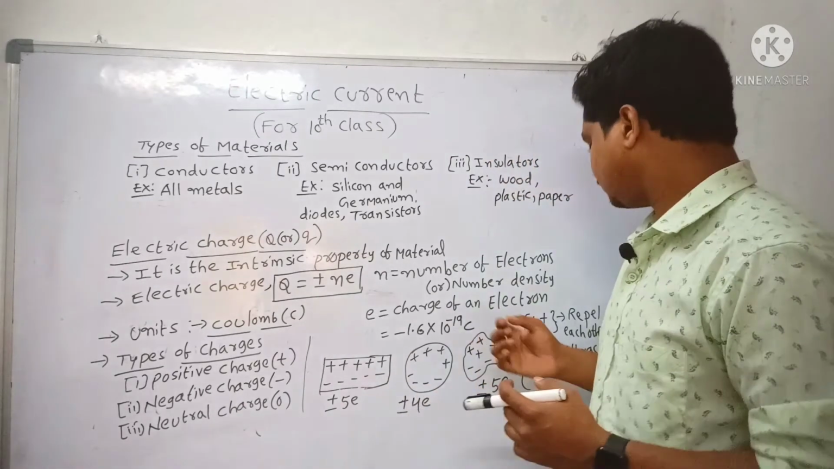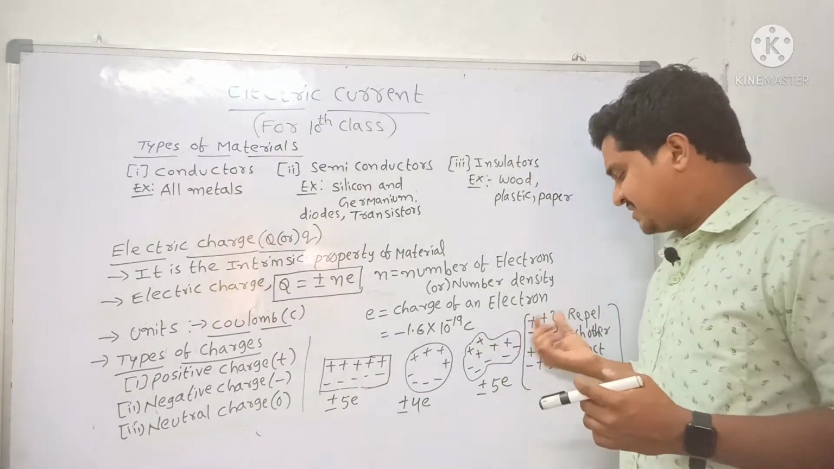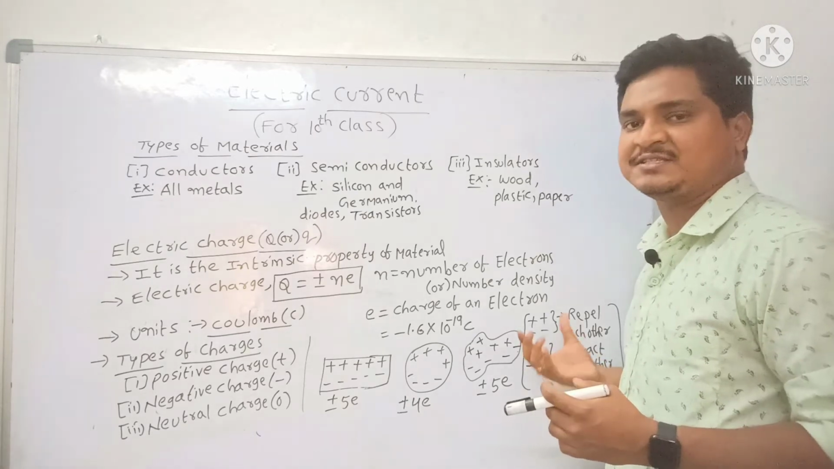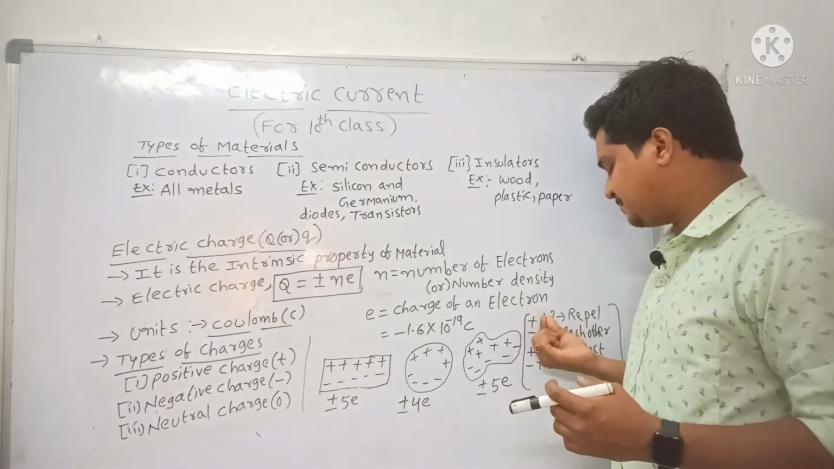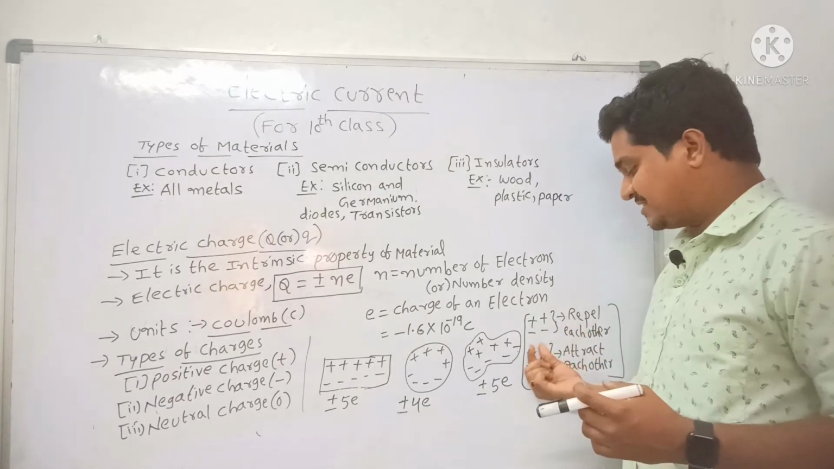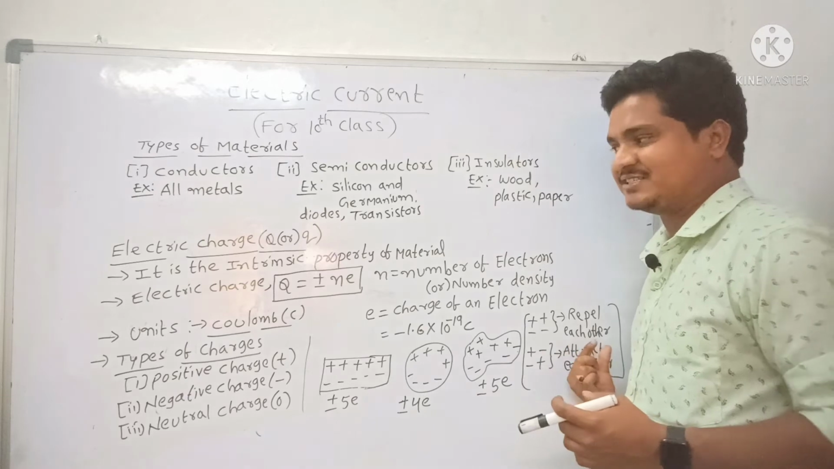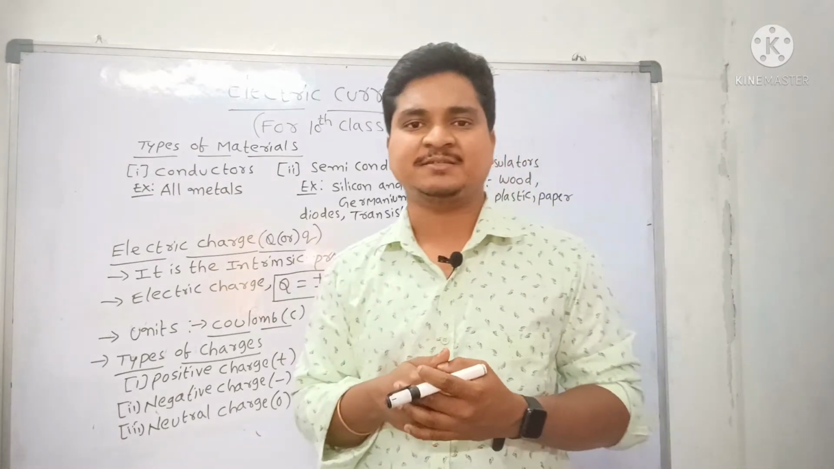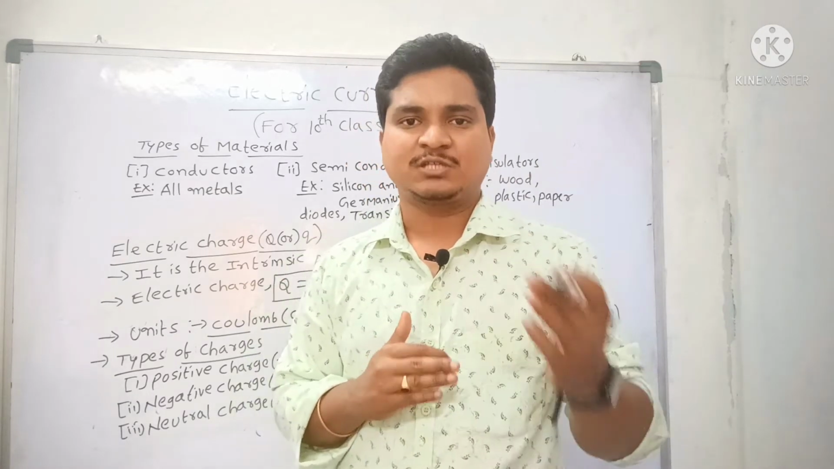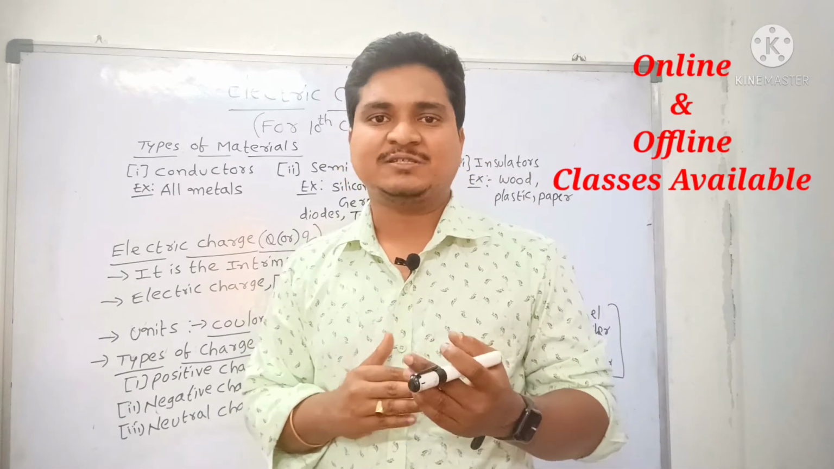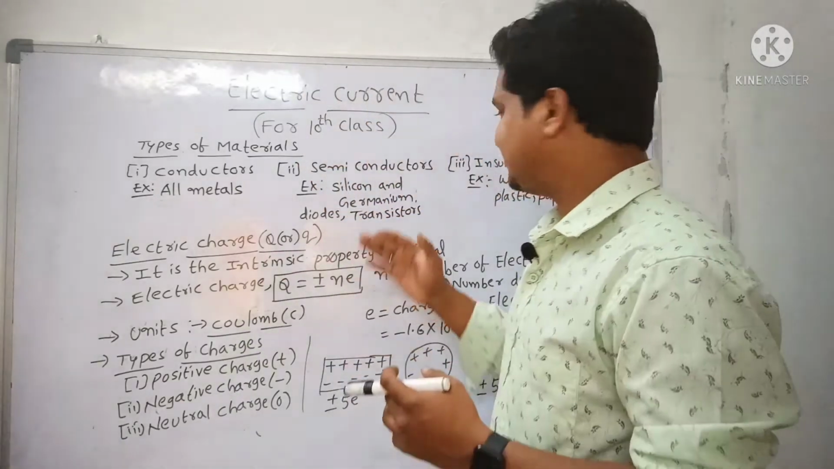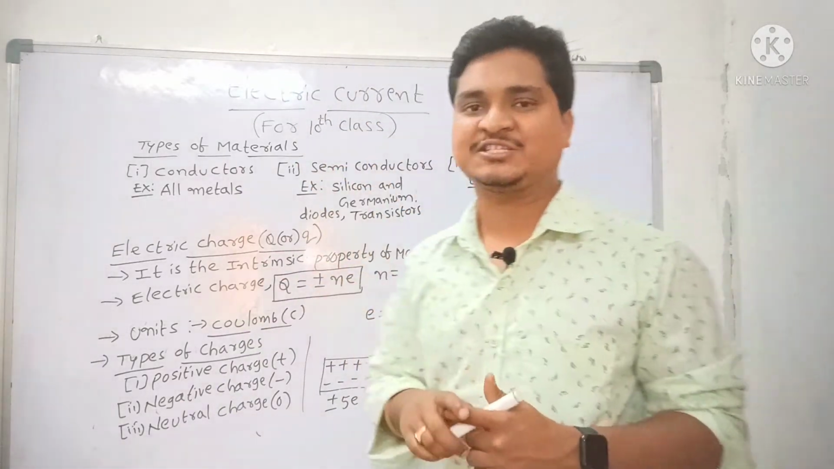Coming to the next condition, like charges repel each other, unlike charges attract each other. This is the property of charges. Like charges means plus plus repel each other, minus minus repel each other, while plus to minus and minus to plus attract each other. Like in magnetism, if you have different poles, north and south attract each other, north north and south south repel each other. Like poles repel each other, unlike poles attract each other. So this is about types of material and electric charge.